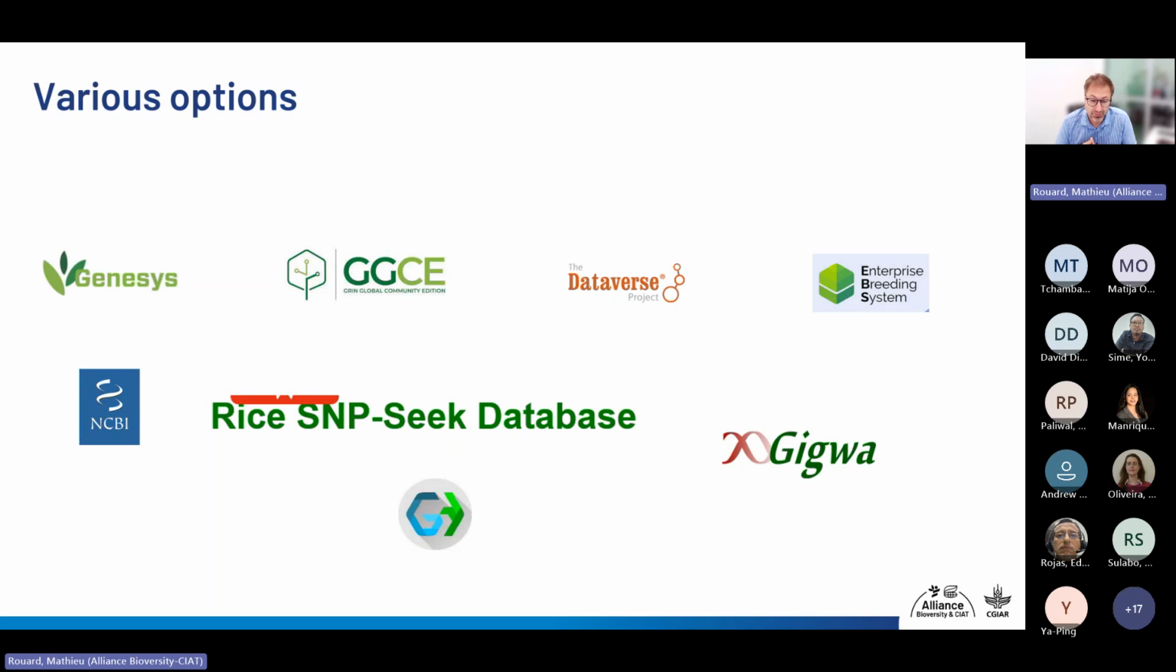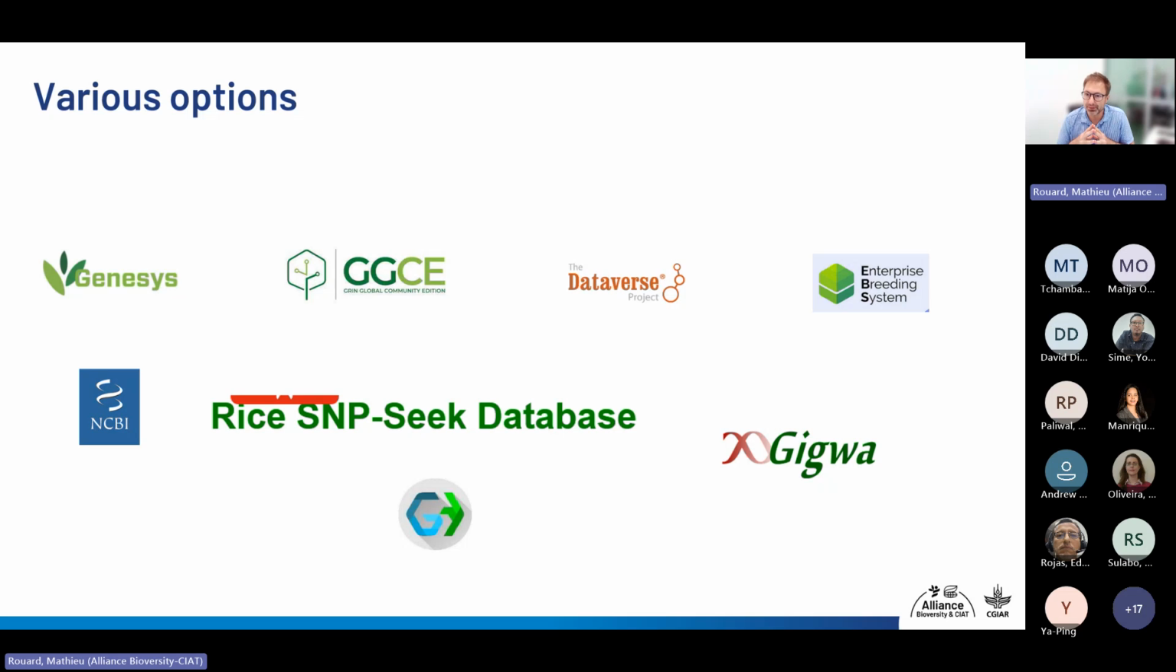Then we also have Germinate. Germinate is a very nice system developed by the James Hutton Institute. It has been used in several centers. It has been used in the BOLD project with Crop Trust. But here it's just to browse the data. You cannot really query the data. So it can be a good system, but it depends what type of analysis you want to do.